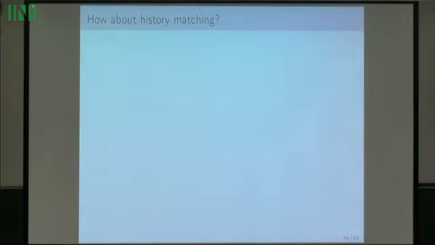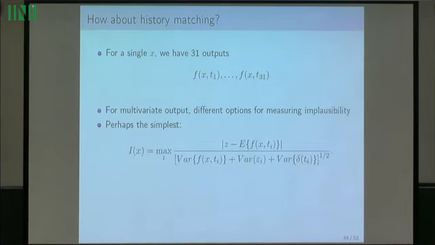So my Durham friends might say, well, why don't you try history matching instead? So let's try that and see what happens. The one-dimensional case is not that relevant, but it's helpful just to understand a little bit about how you deal with multivariate output. So we've got a single input, and our model produces these 31 output values, because I've got these 31 observations. Different types of implausibility that you might try.